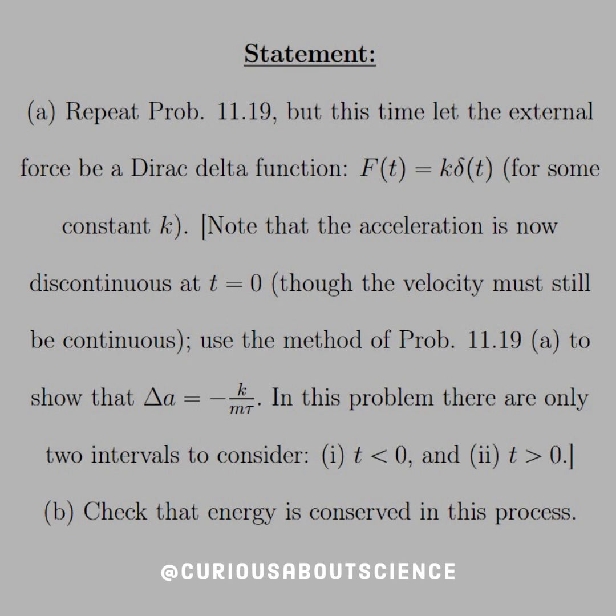Note that acceleration is now discontinuous at t equals 0, though the velocity must still be continuous. Use the method of 11.19a to show that delta a is equal to negative k over m tau. In this problem, there are only two intervals to consider, less than 0 and greater than 0, thanks to the external force being a Dirac delta. Check that the energy is conserved in the process, hence what we had to show last question.